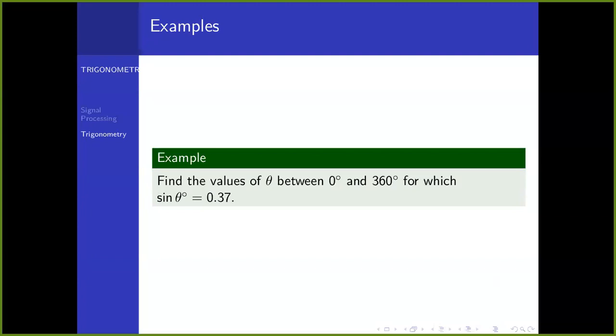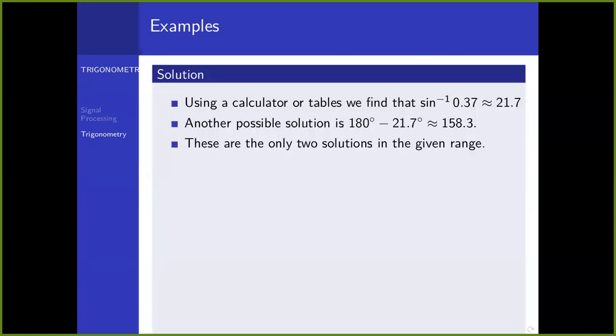So here is another equation which asks us to find the values of theta between 0 degrees and 360 for which the sine is equal to 0.37. I hope you have read the question. So basically you need to solve this for values of theta between 0 and 360 degrees. It's possible to use a calculator. Oh, there's a diagram missing here.